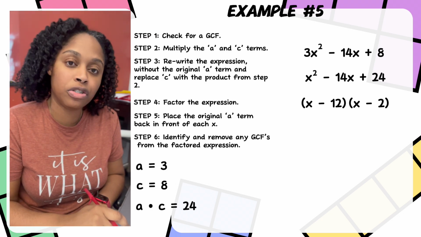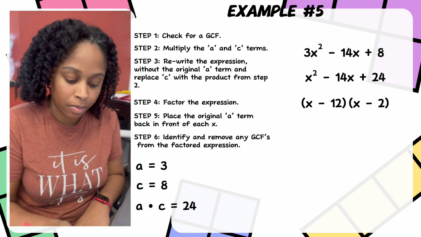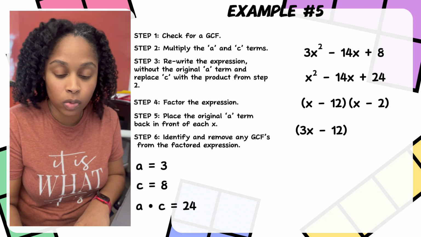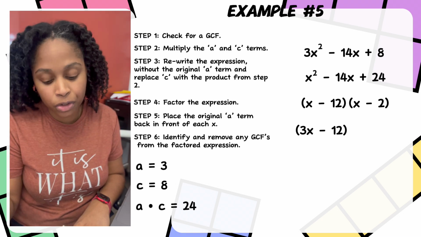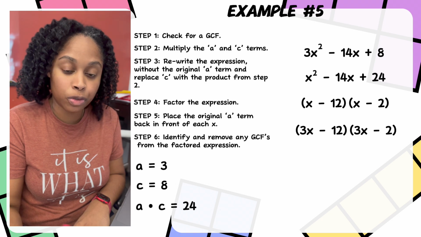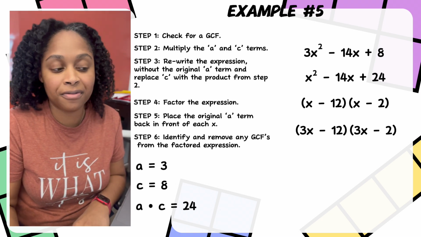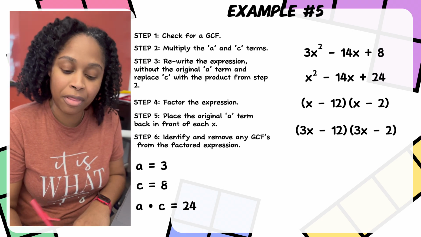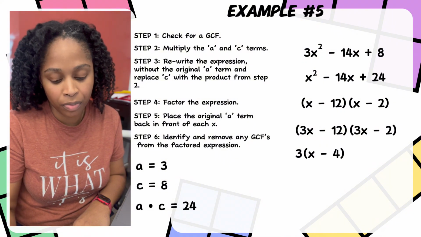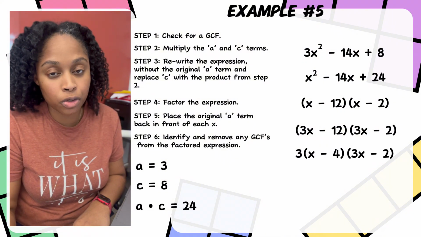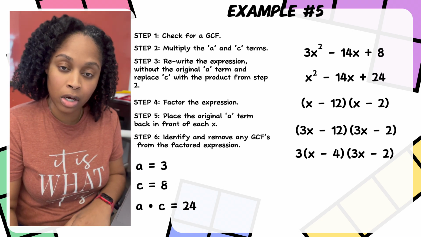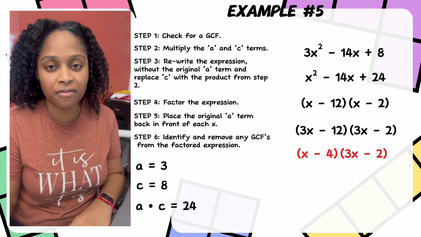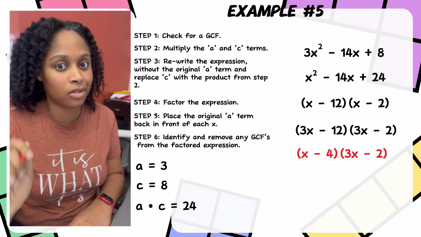Step 5 is to put the original a term back in front of each x. So my original a term was 3. So instead of having x minus 12, I'm going to have 3x minus 12. Instead of having x minus 2, I'm going to have 3x minus 2. And then the last thing to do is identify and remove any GCFs. So my first expression, I have 3x minus 12. I pull out my 3, and I'm left with x minus 4. And then my second set, I have 3x minus 2. There's no GCF there, so I'm going to leave it alone, 3x minus 2. So I'm going to remove that 3 that I took out from before, get rid of that, leaving me with the final answer of x minus 4 and then 3x minus 2.